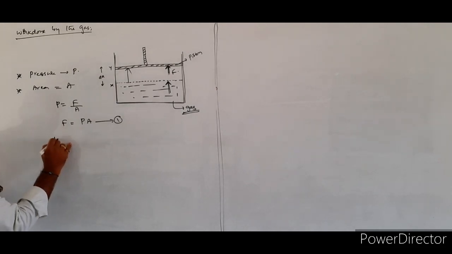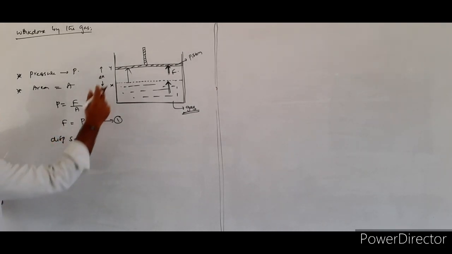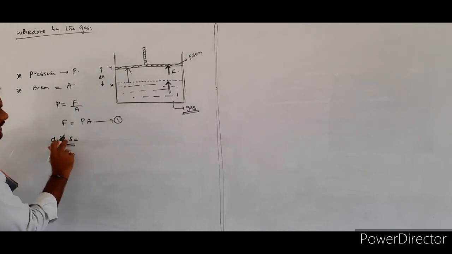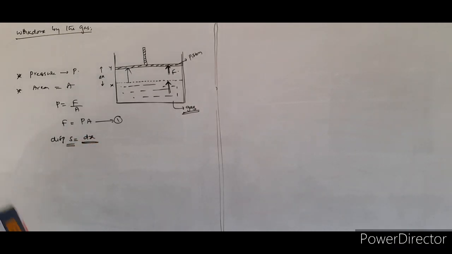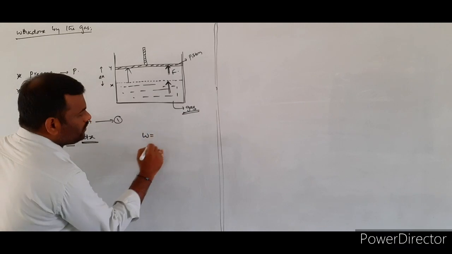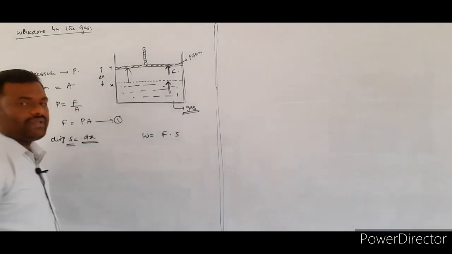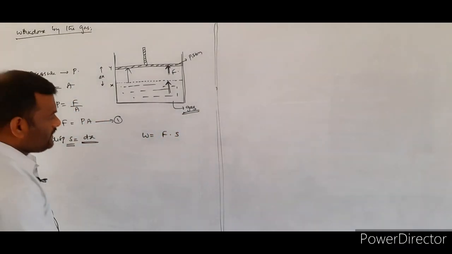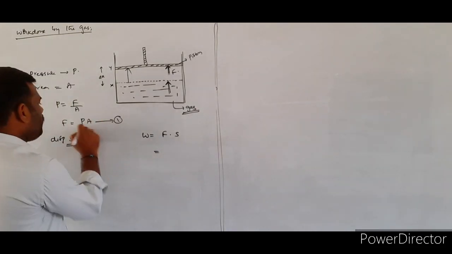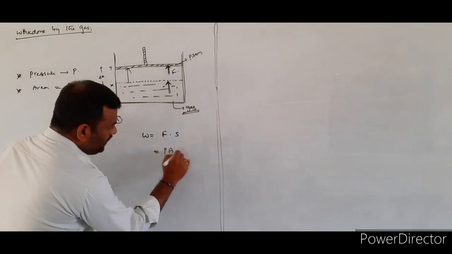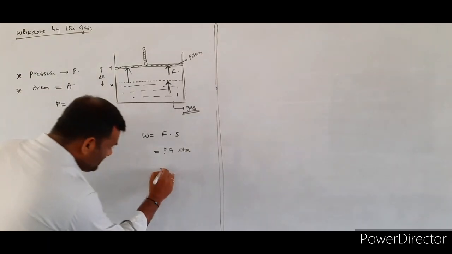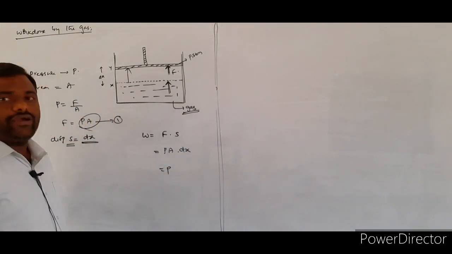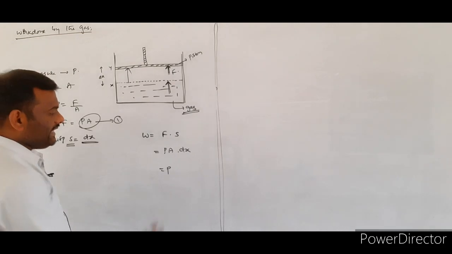So the displacement produced in the piston, displacement S, is equal to dx. Therefore, work done is equal to force into displacement. Force is equal to P into A, and the displacement is dx. See here, the pressure of the gas will be constant.